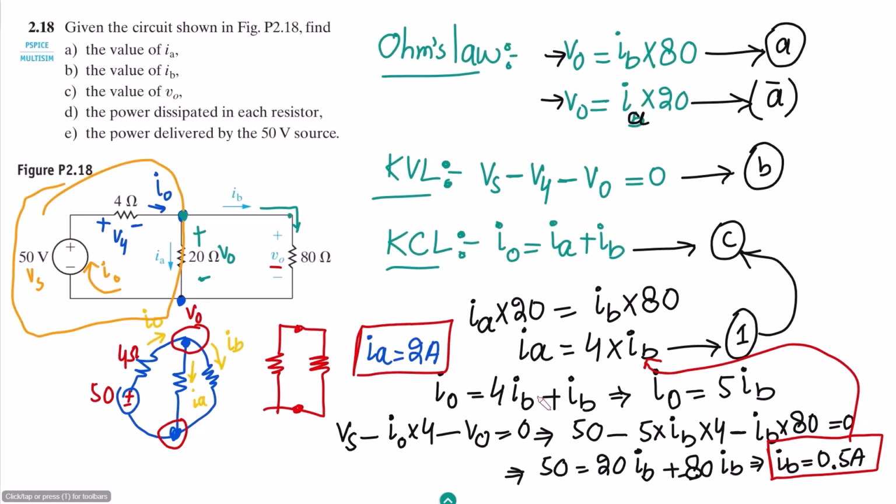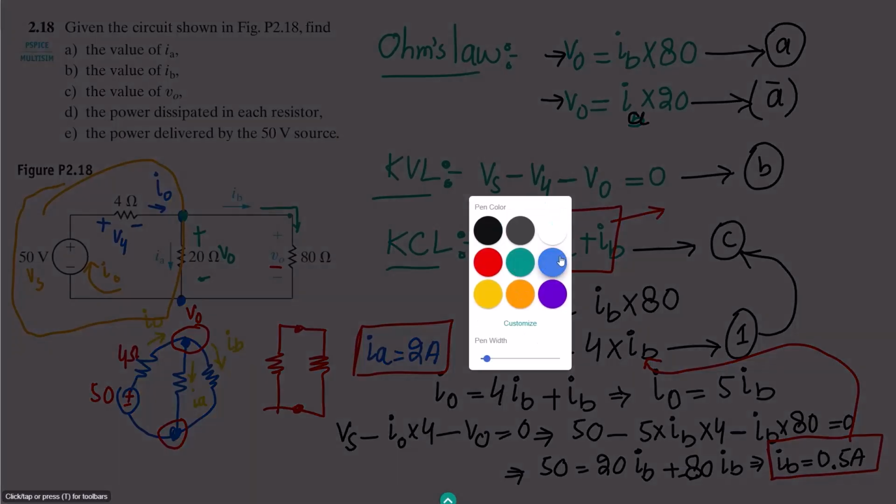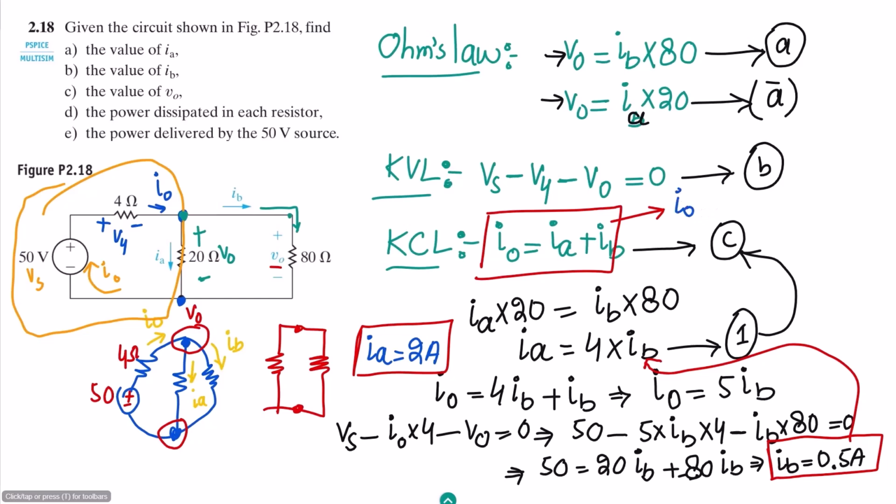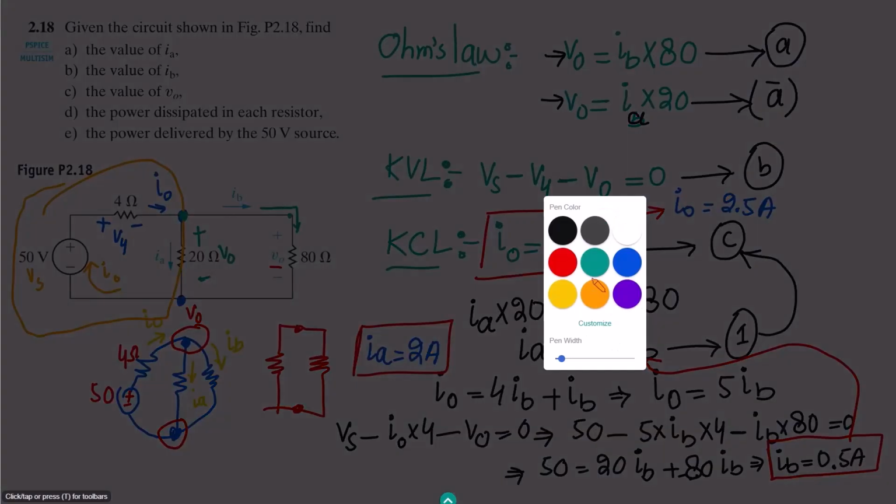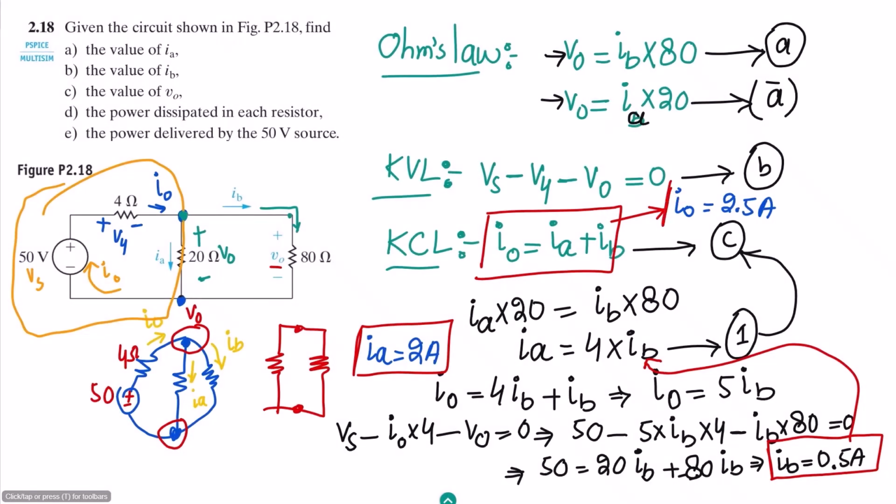We can take IA and IB and put them here. From this equation the value of I naught, or the generated current, which is the total current, will be equal to 2 plus 0.5, which is 2.5 amperes, and that is the value of I naught. We can take these values and put them here, either IA or IB. So let me put them here. If putting IB here, what will we get?